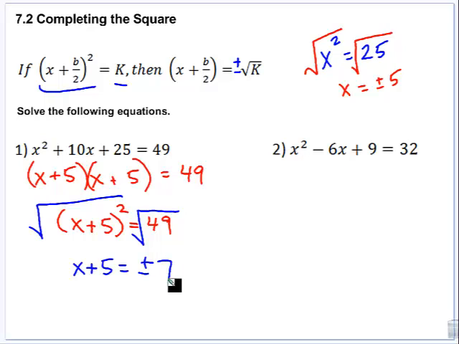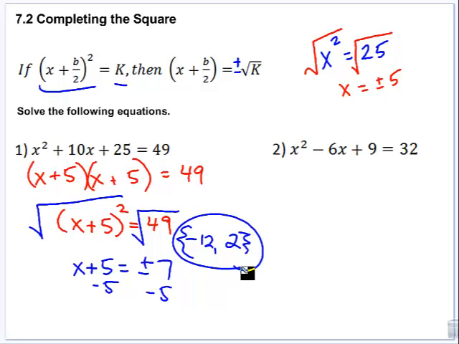Now to get our x alone, we would need to subtract 5 from both sides. Now when we're subtracting 5, we are subtracting 5 from both the positive 7 and the negative 7. So positive 7 minus 5 is 2. Negative 7 minus 5 is negative 12. So my two solutions here are negative 12 and 2.